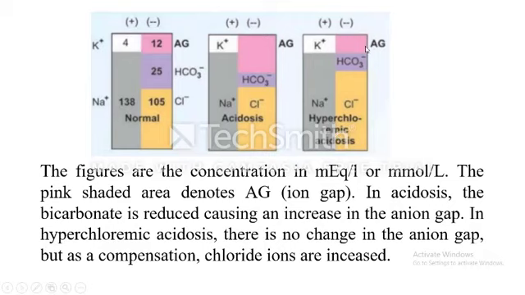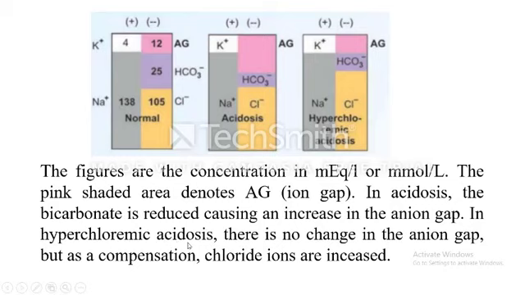In hyperchloremic acidosis, here you see the anionic gap is this much. The figures are the concentrations in milliequivalent per liter, or you can say millimole per liter. The pink shaded area denotes the anionic gap. In acidosis, the bicarbonate is reduced. You see, here they were 25 and here they are going to become less, causing an increase in anion gap. So the anion gap is basically increased between potassium and bicarbonate.